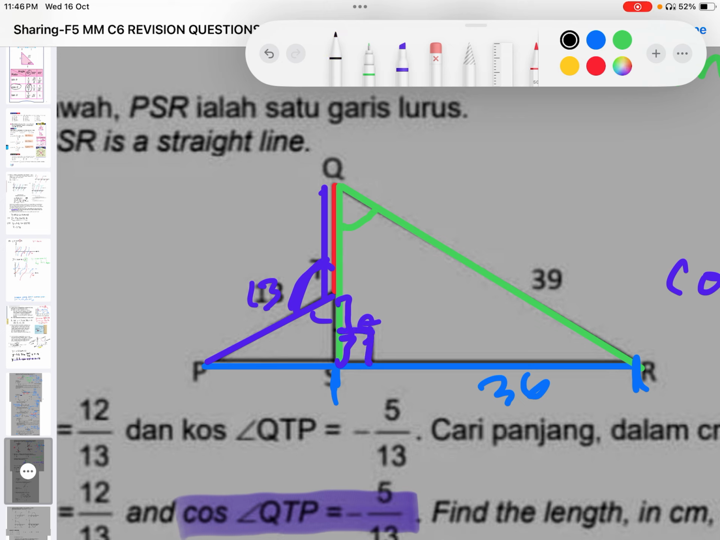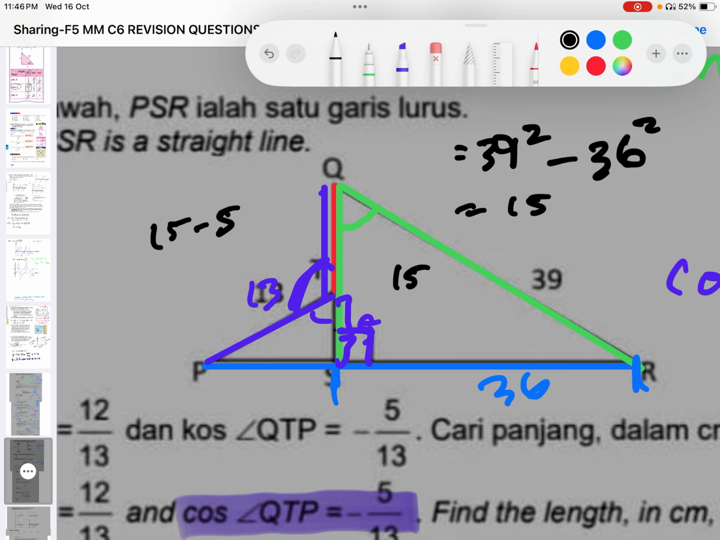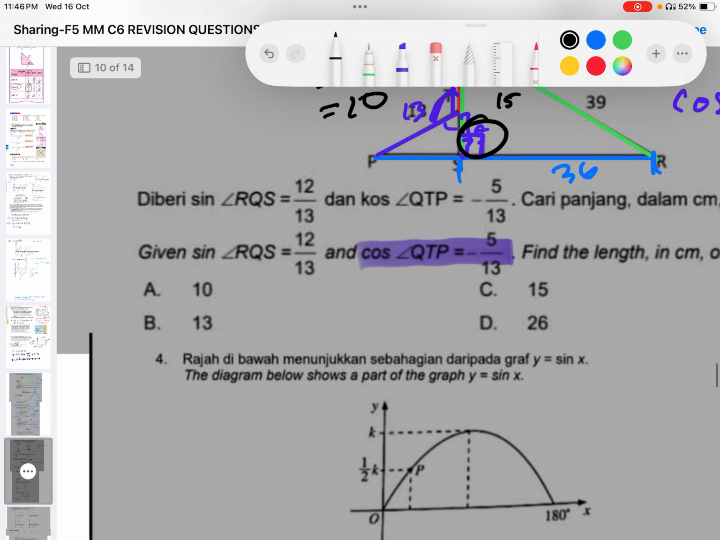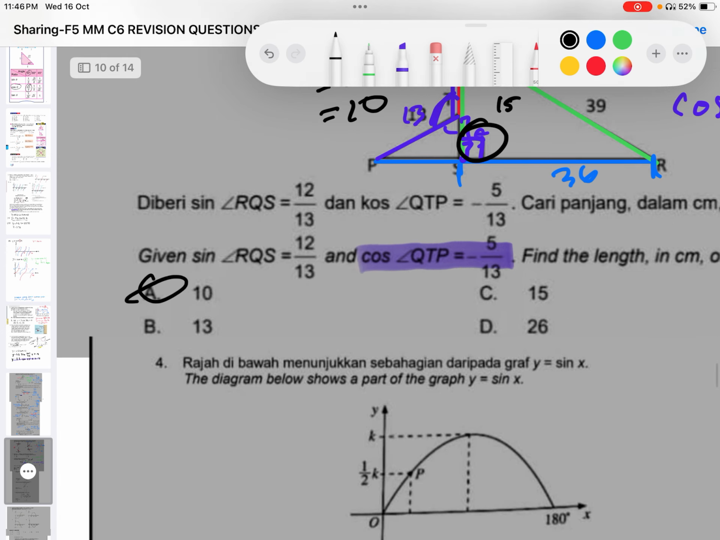So kita boleh cari pakai teorem Pythagoras. So teorem Pythagoras kita cari ni adalah 39 kuasa 2 minus 36 to the power 2. You get 39 to the power 2 minus 36 to the power 2. And will be 15. So 15 minus 5 from here, you'll get 10. So answer is A. Okay.